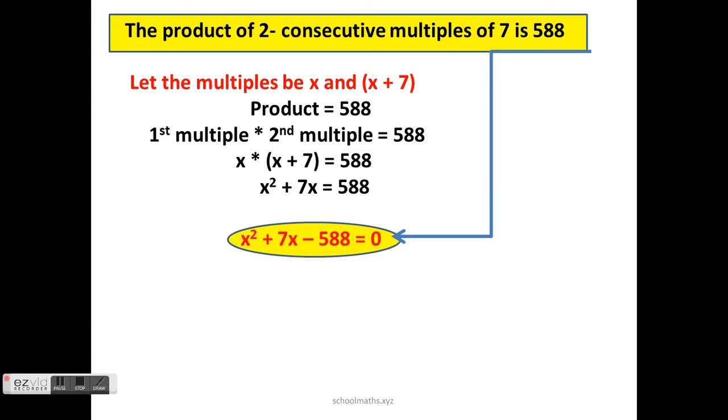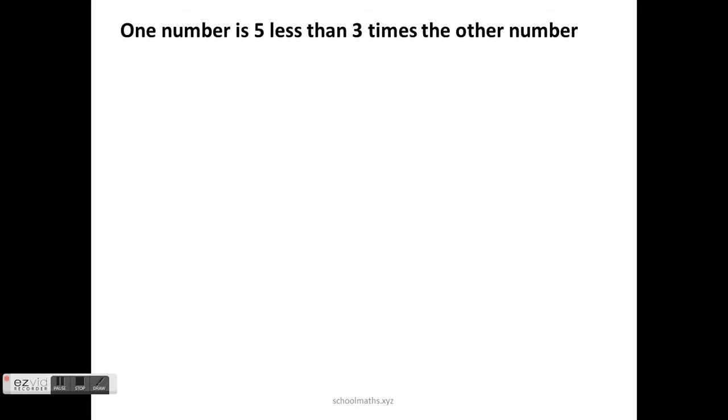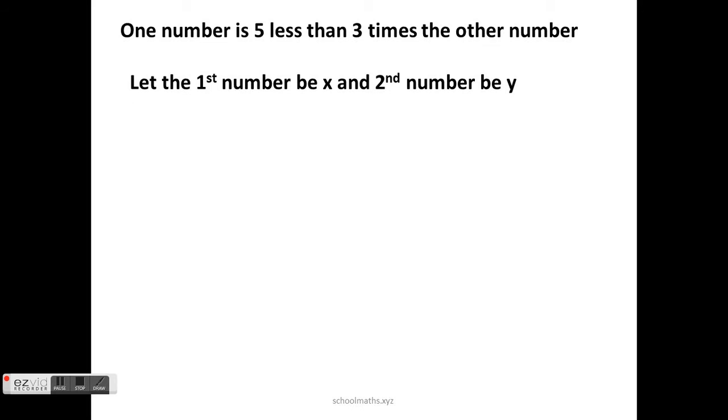Next, one number is 5 less than 3 times the other number. Let the numbers be x and y. One number, the first number, equal to 3 into the second number minus 5. See the equation. One number is x, equal to 3 times y, 3y, minus 5.